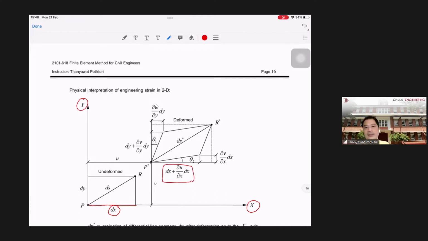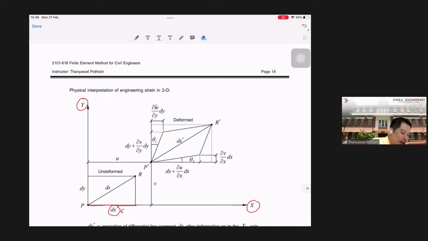Okay. All right. So this would tell you how much dx would elongate with respect to x in X direction. Okay. All right. So this is how you compute this dimension right here. Okay. All right. So that's an example.